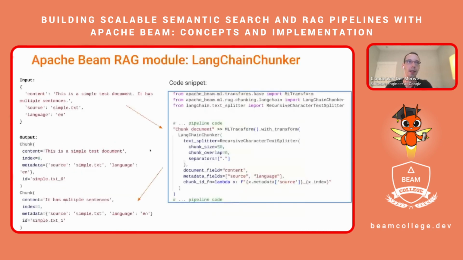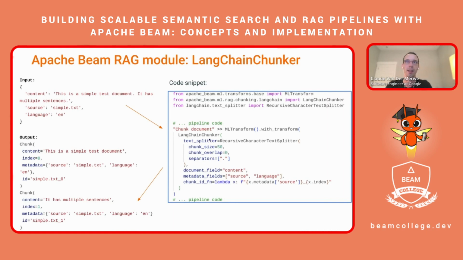Okay, so now that we understand the chunk type, let's move on to how we actually perform chunking using the RAG module. So let's consider a pipeline where this is our input data. It's an unstructured dictionary. It has 2 sentences and some metadata. Okay, so to perform chunking, we import the ML transform, LangChain chunker, and the text splitter of the LangChain library that we want to use.